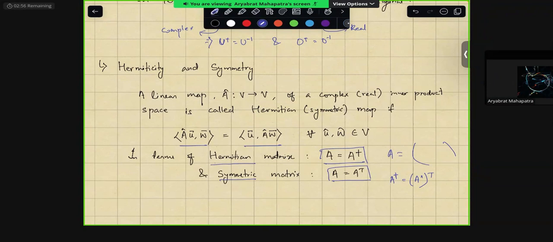Also, one more important thing about Hermiticity: when you are understanding it in the context of eigenvalues and eigenvectors, you see that Hermitian or symmetric matrices will always have real eigenvalues.